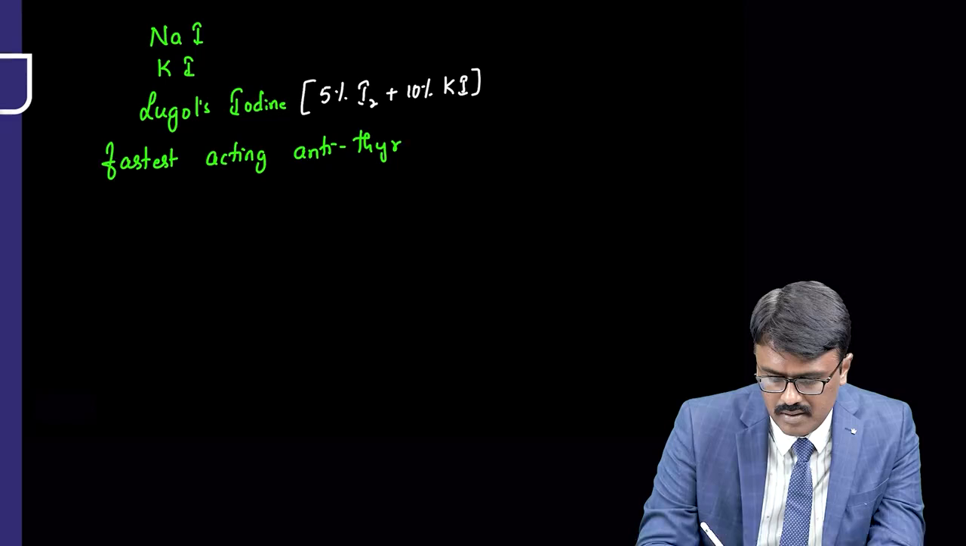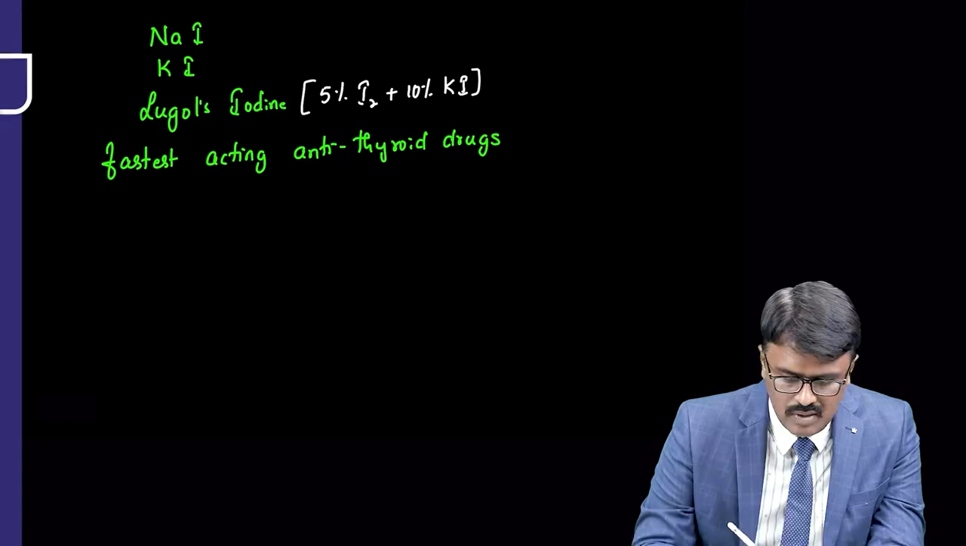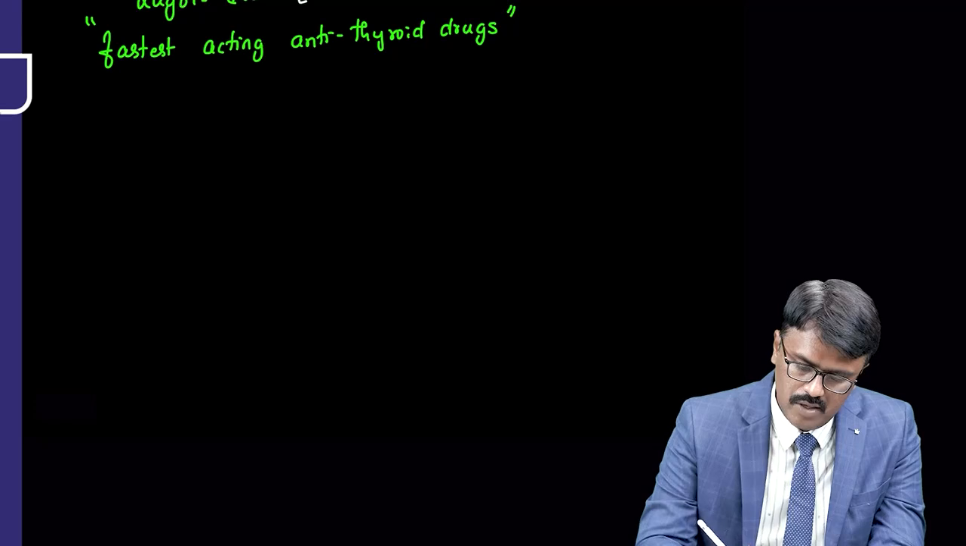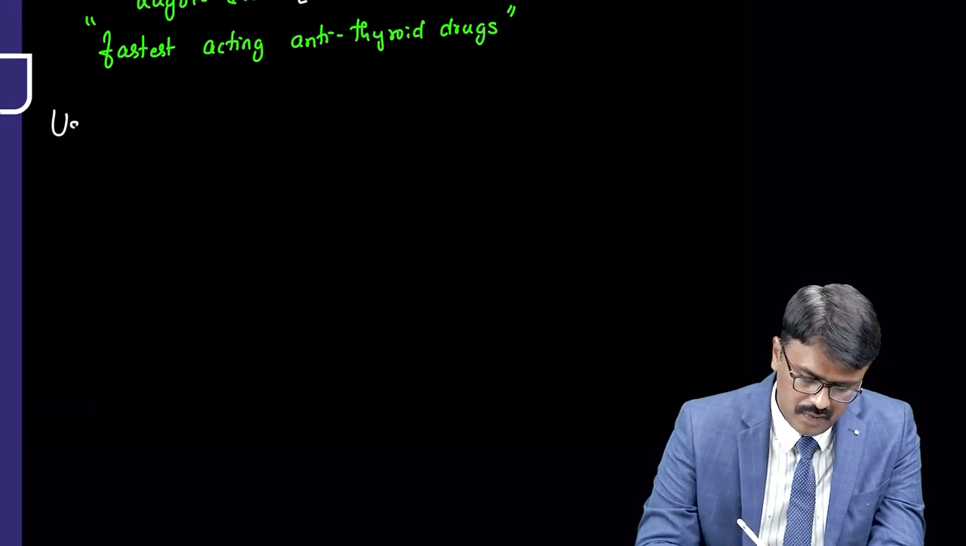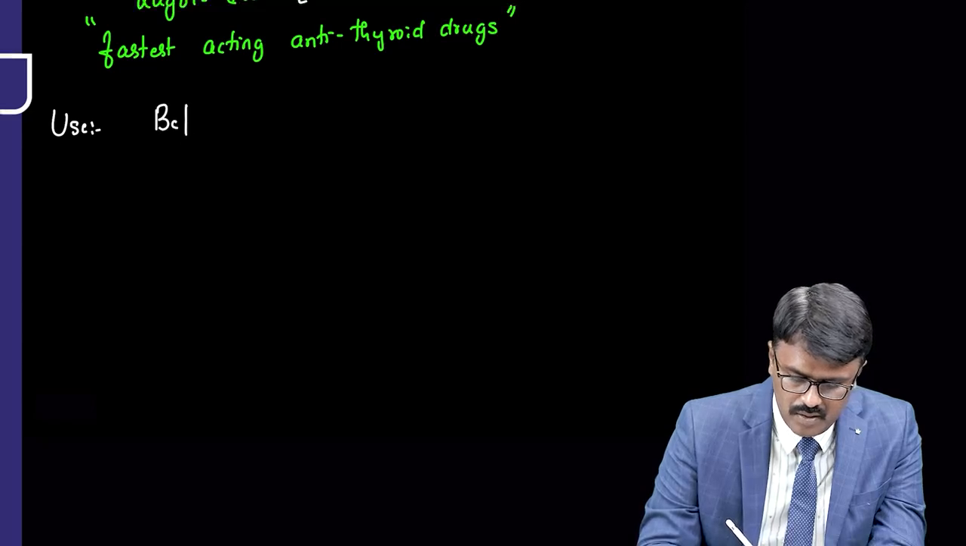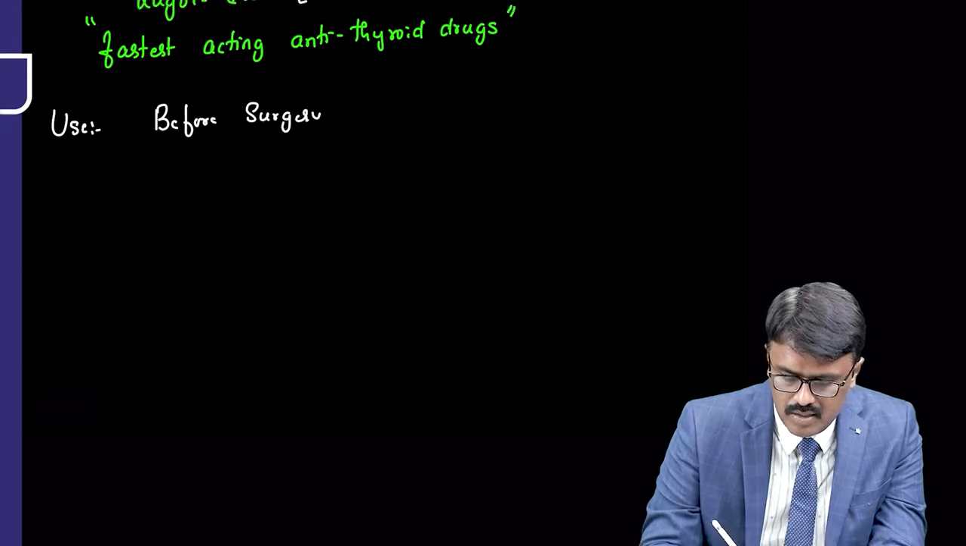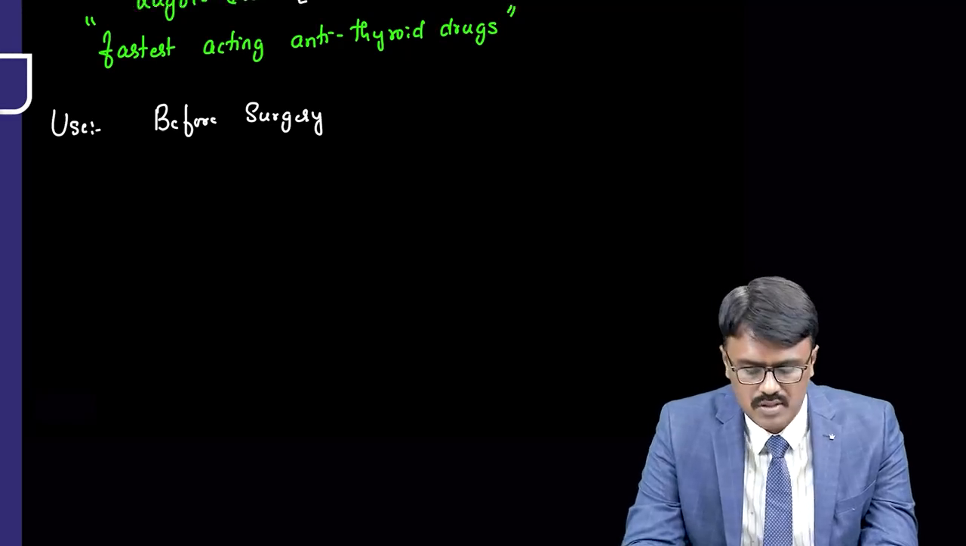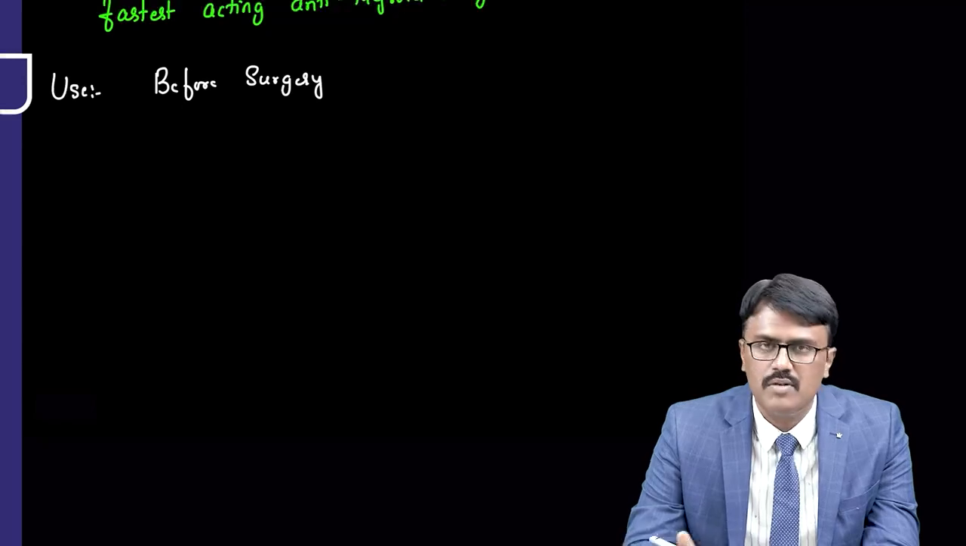Fastest acting antithyroid drugs. Clear? Now, once we know that, where to use them? Now, these are used before surgery. Suppose we are doing a thyroid surgery for a toxic nodular goiter or a Graves' disease. Before surgery, we are using it.